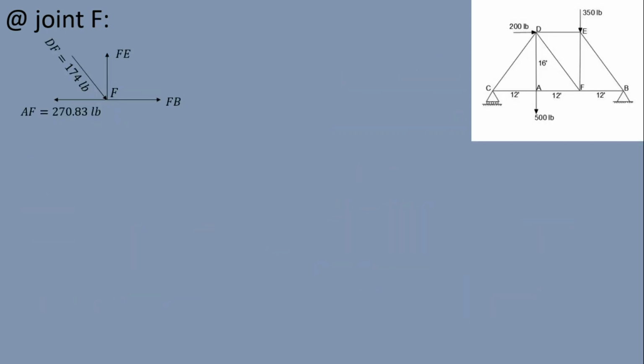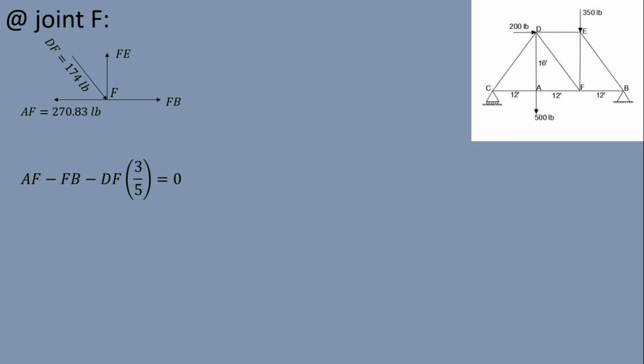So, next, at joint F naman tayo. So, yan yung joint F. Makikita naman natin sa drawing kung ano yung itsura ng point F. Point F, yun sa baba. So, known na yung DF natin na compressive force na 174 pound. Yung AF natin na tension ay 270.83. So, ang ano dito ay FB at saka si FE.